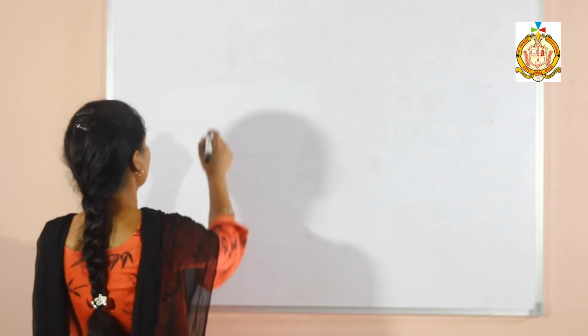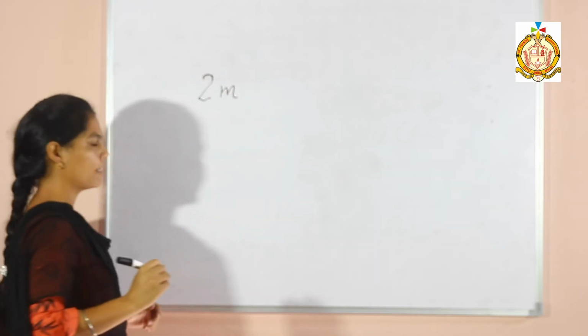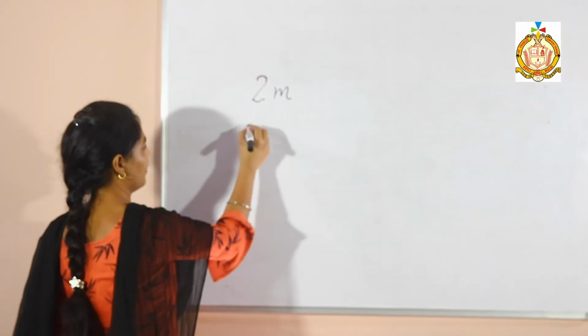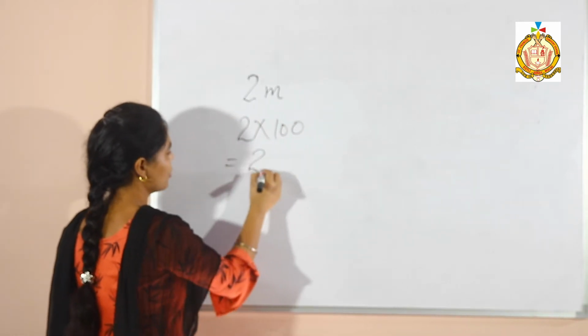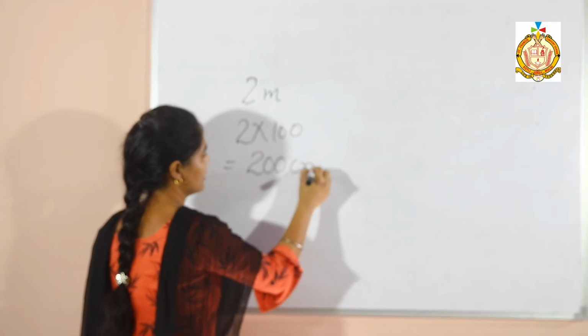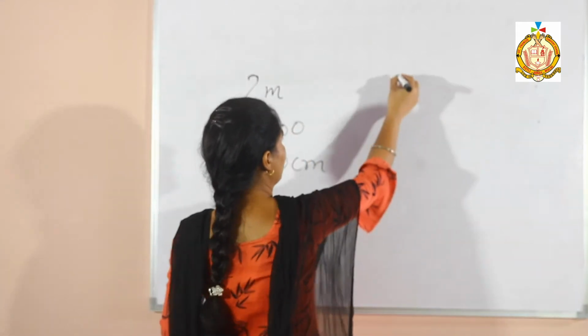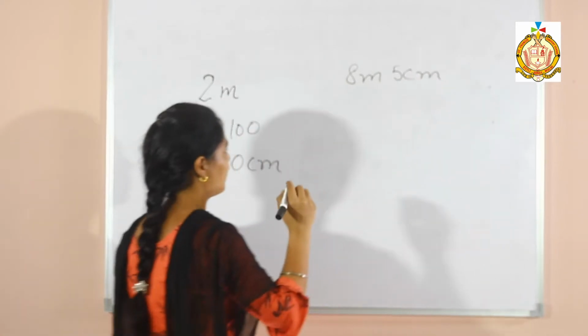First example is 2 meter. To change this into centimeter, you have to multiply the meter number by 100. 2 into 100, it becomes 200 centimeter. Let's take another example. 8 meter 5 centimeter.